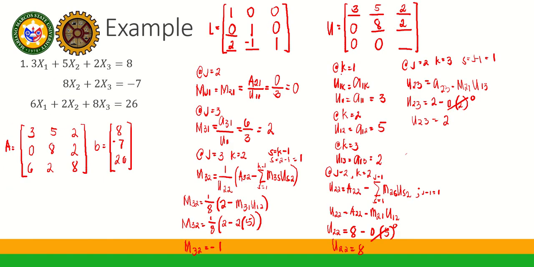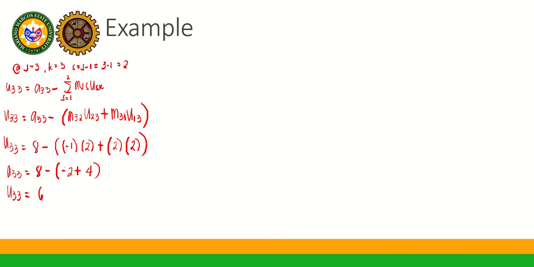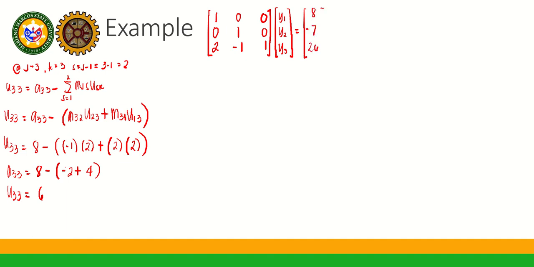So, sulat natin siya dito sa ating U matrix. So, 6. Now, let's solve si X matrix, X value, X variable using si L matrix. So, this is equal to, matrix natin is equal to 1, 0, 0, and then 0, 1, 0, 2, negative 1, and then 1. Tapos, yung ating b values. So, solve muna natin si y. Si y muna yung masolve natin. So, this is y sub 1, y sub 2, and y sub 3. Equal to our constant CB, which is 8, negative 7, and 26. So, ito na ngayon si Ly equal to B.